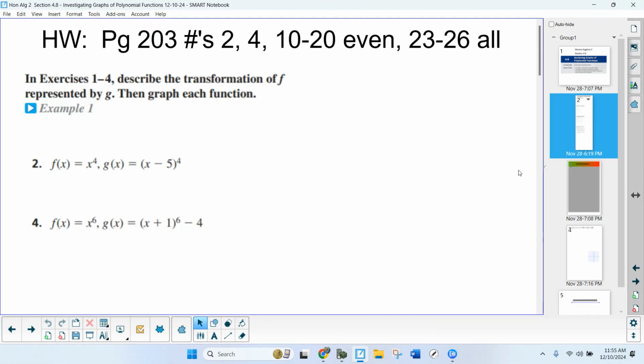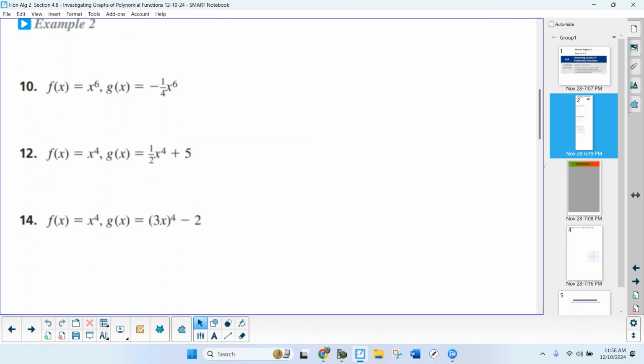Okay, how about the next couple? Any questions here? These ones, sometimes people get the vertical and horizontal confused. If it's out front, as it is in number 12, this makes it vertical. So since it's 1/2, it'd be a vertical shrink. Since this is inside with the x, it's horizontal. Since it's horizontal, you have to reciprocate it. It'd be 1/3, so it'd be a horizontal shrink by 1/3. Any questions on anything through 14?